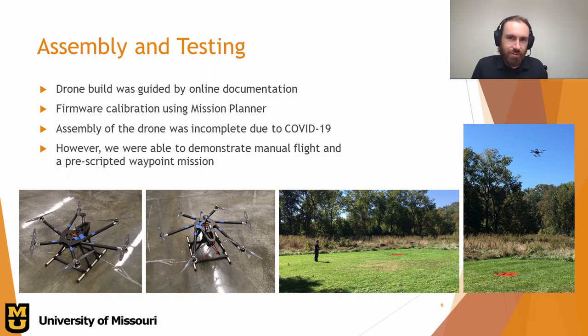Some of the specific diameter carbon fiber tubes weren't available when we ordered the parts, so we substituted in some wooden dowels for the landing gear that you can see in these photos. We tested the motors to make sure that they were working safely and calibrated them with the flight controller using ArduPilot's Mission Planner software. And then we were able to take it out for a test flight to try out some manual control and flying a simple pre-scripted waypoint mission.